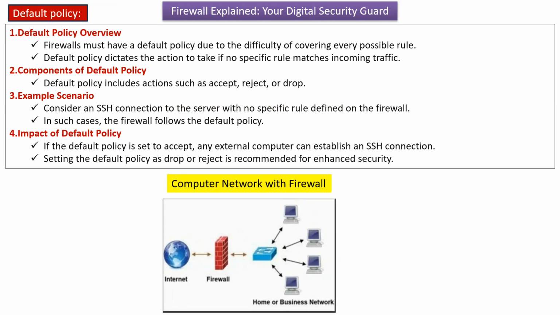For example, consider an SSH connection to the server with no specific rule defined on the firewall. In such cases, the firewall follows the default policy. If the default policy is set to accept, any external computer can establish an SSH connection. Setting the default policy as drop or reject is recommended for enhanced security.